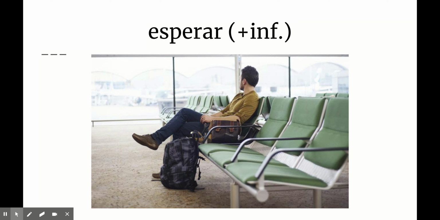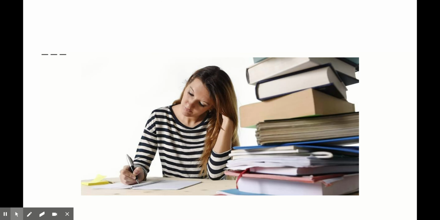This guy, he is waiting for his flight, right? To wait or to hope, either one for this one. Esperar, it can mean to wait or to hope. If anybody ever read that book Esperanza Rising in like elementary school, there's a Spanish version called Esperanza Renace, okay? Esperanza means hope. Esperar means to hope or to wait for. Another one that will be followed up with an infinitive verb. Just write it down for now. We'll go over it later on in class. Esperar, to wait or to hope for.